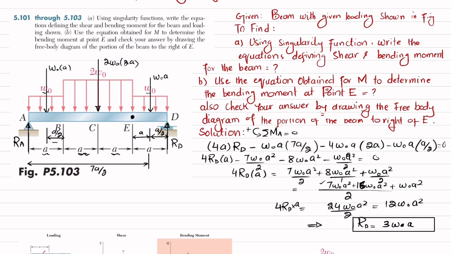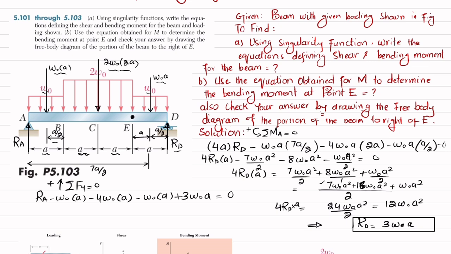Now we'll find this RA by using the equation of equilibrium, that the sum of all forces along the y direction is equal to 0, and upward force is taken as positive. So we do not have R. So RA minus W naught into A, minus 4 times W naught into A, and minus W naught into A, plus RD, which is plus 3W naught into A, is equal to 0.